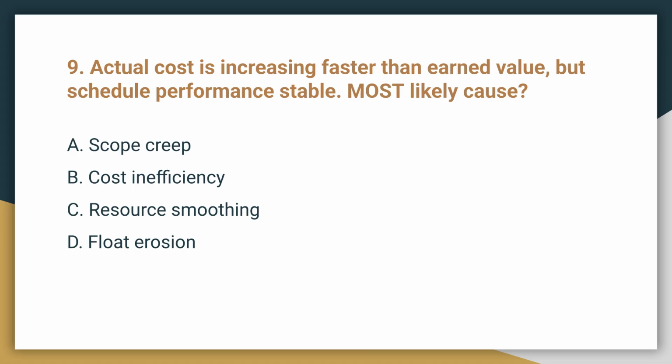Question 9. Actual cost is increasing faster than earned value, but schedule performance is stable. What is the most likely cause? The most likely cause is B, cost inefficiency. When actual cost rises faster than earned value, it signals a problem with cost efficiency, according to CPI trend analysis.